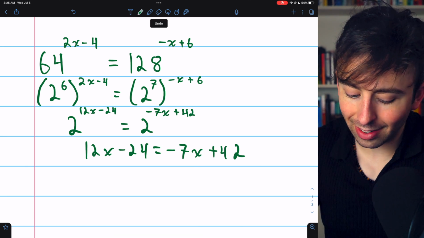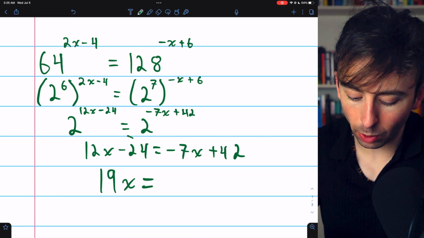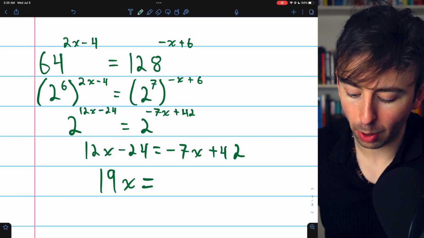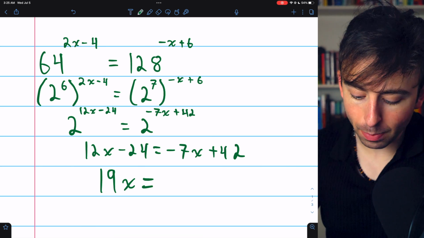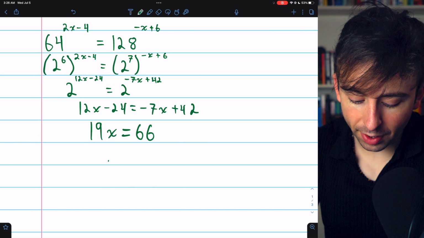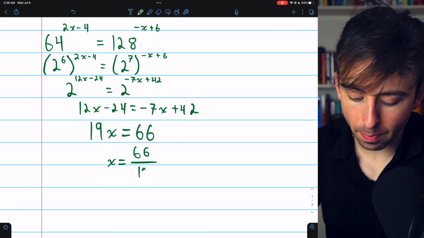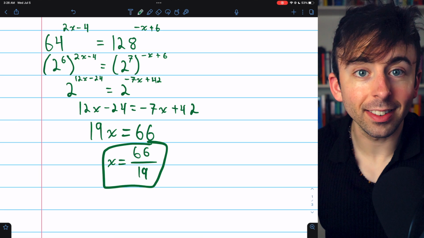We can add 7x to both sides to get 19x equals, let's just add the 24 to both sides. So on the right, we'll have 42 plus 24, which is 66. Finally, that gives us that x is equal to 66 divided by 19, and that's the solution.